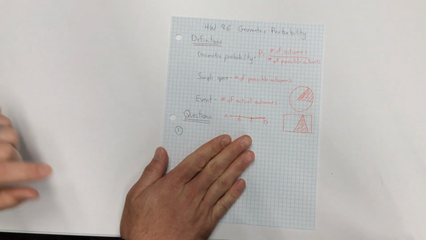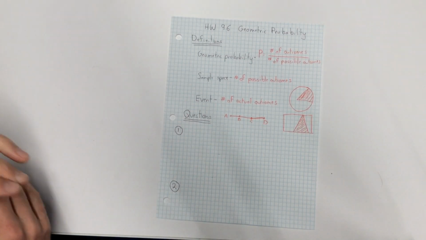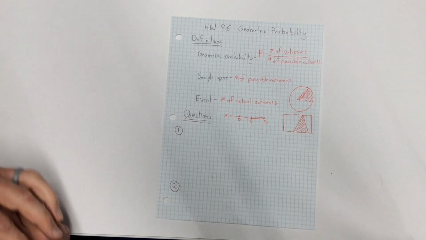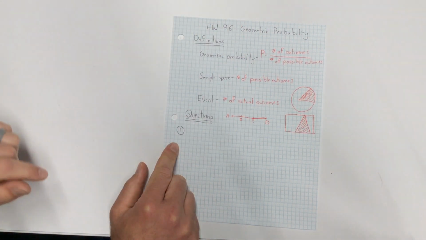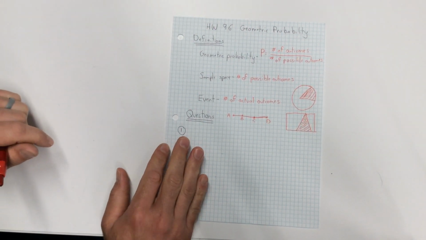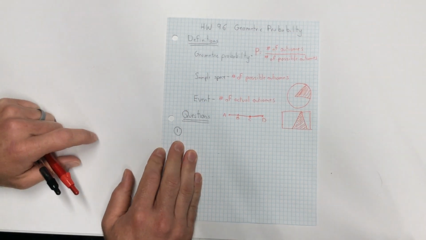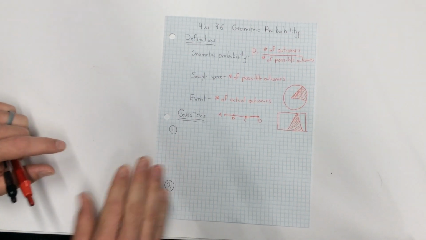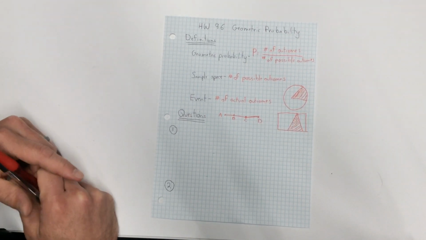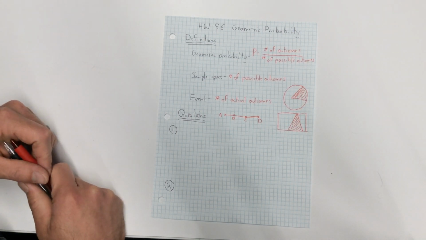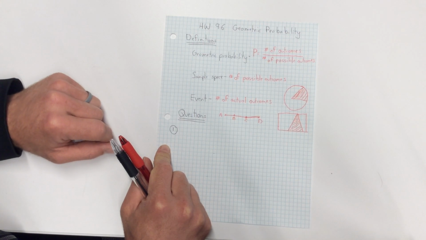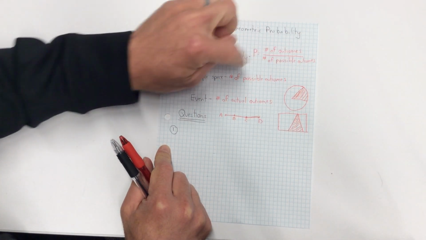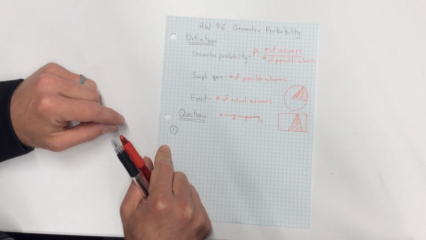9.6, geometric probability. So for all you risk takers, gamblers out there, insurance salesmen, we're going to be talking about probability and how it relates to geometry. What gets better than that? And so we've got our definitions and our questions here for homework 9.6. There's 3 definitions, and I've already gone ahead and defined those because I didn't think it'd be that interesting to watch me write them out, but we'll review them first.